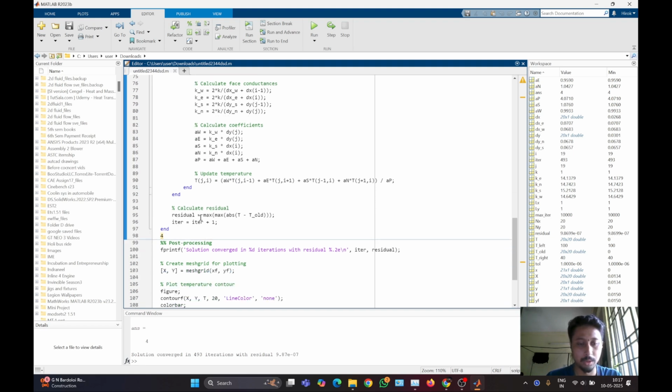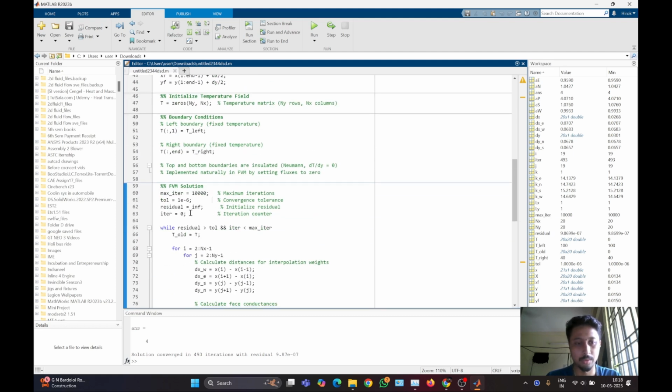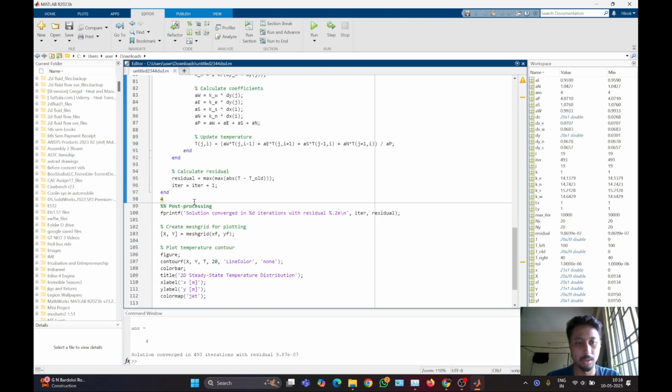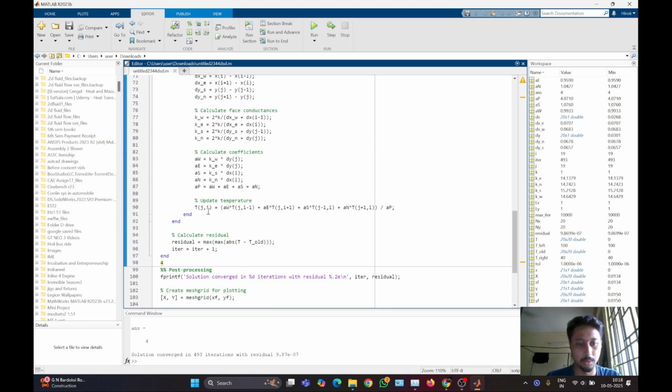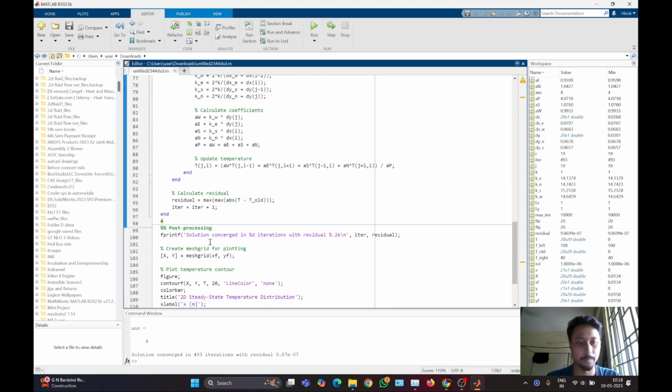Next, we take the absolute difference and check when we have the maximum difference between the new temperature and the previous temperature, which is T old. If the difference is greater than our tolerance, which is 10 to the power minus 6, then we move on: we put the T value in as T old, and then we do another iteration. In that way, we keep calculating until the difference is below 10 to the power minus 6.